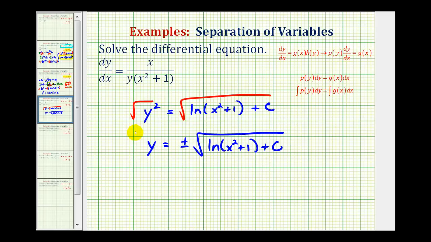Okay, I hope you found this example helpful. Next, we'll take a look at a differential equation involving trig functions.